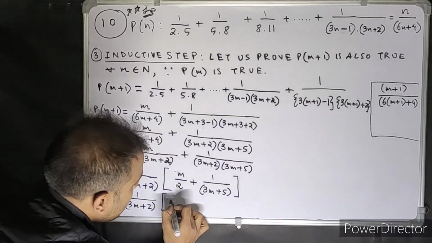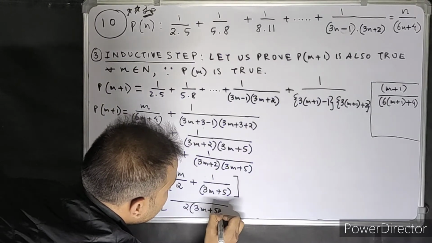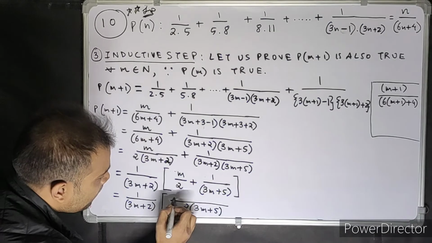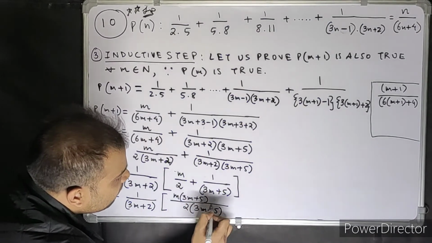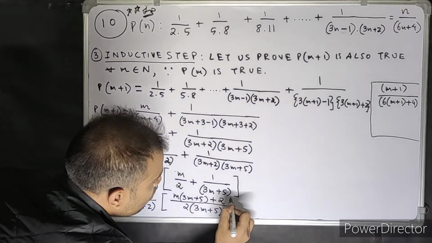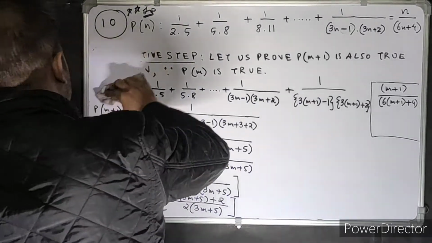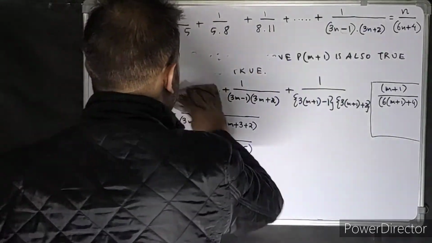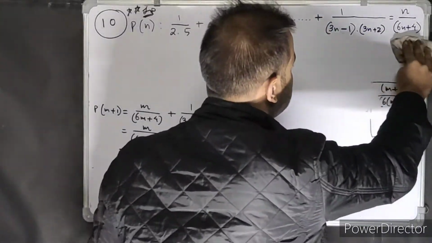This bracket over here, do the LCM. 2, this is 3m plus 5. This is m. So m into 3m plus 5 plus 2. See, that's the LCM. Okay. Now from here, my work is more or less over. Okay, my work is more or less done.